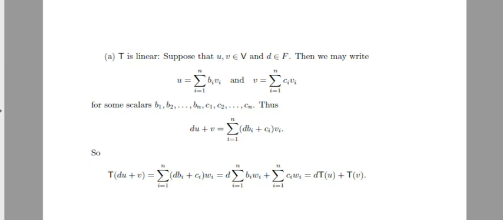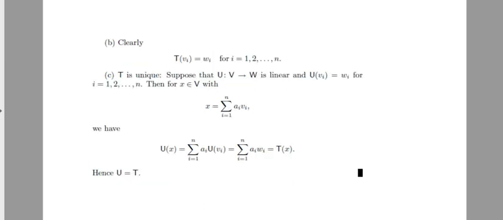Therefore this is linear. Now each T(vi) is equal to wi for all i equal to 1 to n. To show this T is unique, suppose there is another mapping U from V to W which is linear and U(vi) is equal to wi. Then for x belonging to V, we have x equal to summation i equal to 1 to n of ai vi. So U(x) will be summation i equal to 1 to n of ai U(vi), which is equal to summation of ai wi, since each U(vi) is equal to wi, which is equal to T(x). So these two are the same mapping, so U is equal to T.